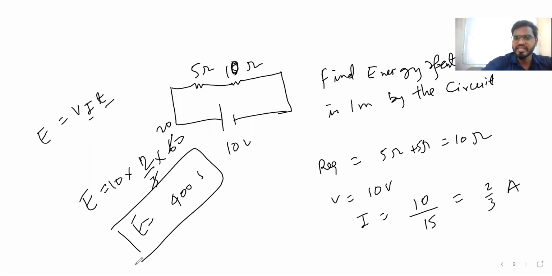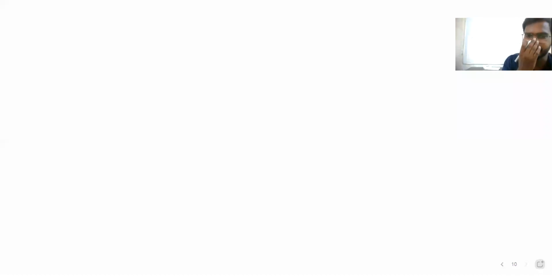Find energy spent in 1 minute by the circuit. So we found what? Equivalent resistance first. So this is 15, right? 15 ohm, and then we found 2 by 3 is the current. Then energy is equal to VIT. From that we got. Hope you guys got it. Let's do the next question. See, in the first one I gave the question in series. Now let's do the same type of question in parallel.